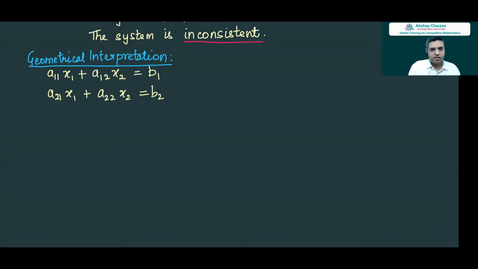Now these two equations, what do they represent? These are linear equations in two unknown variables. If I replace x1 by x and x2 by y, what do these two equations represent geometrically? Coordinate geometry? Anyone can answer? Simple lines, sir. Yes, good. Each of them represents straight lines. So these are two straight lines.